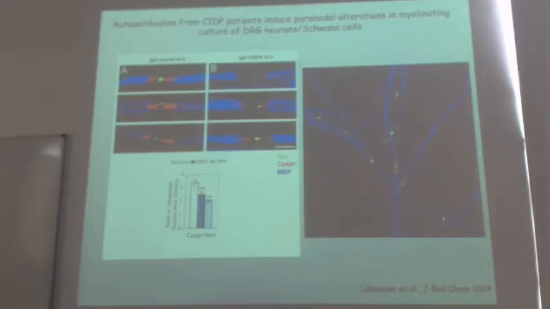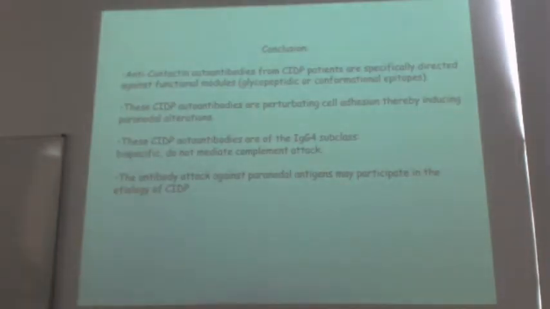And what we observed is that after 1 day of incubation with immunoglobulins from the patient, we observed an alteration of the immunostaining for Caspr. So we did a quantitative analysis and measured the immunofluorescence for Caspr relative to immunofluorescence for the sodium channels, and we observed a significant effect. So it seems that these autoantibodies could induce an alteration of paranodal junctions by perturbing the interaction between Caspr, contactin, and neurofascin. And this was especially interesting because these autoantibodies are of the IgG4 subclass. So we can now strongly argue that these autoantibodies against the paranodal antigens may really participate in the etiology of CIDP.